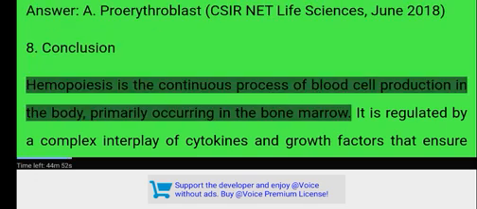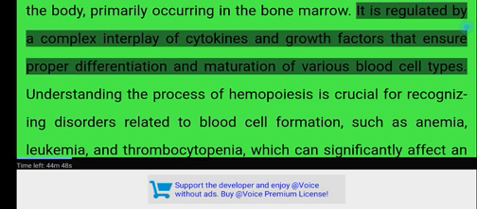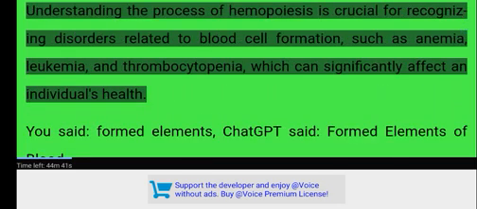8. Conclusion. Hematopoiesis is a continuous process of blood cell production in the body, primarily occurring in the bone marrow. It is regulated by a complex interplay of cytokines and growth factors that ensure proper differentiation and maturation of various blood cell types. Understanding the process of hematopoiesis is crucial for recognizing disorders related to blood cell formation, such as anemia, leukemia, and thrombocytopenia, which can significantly affect an individual's health.